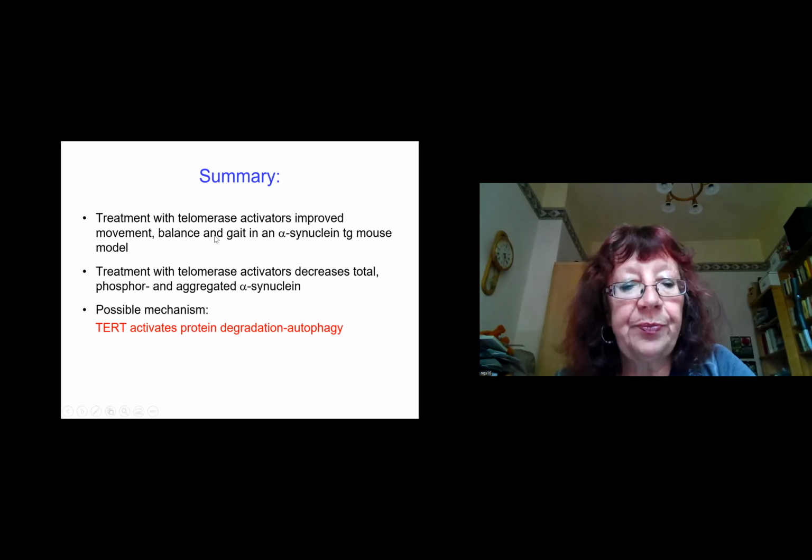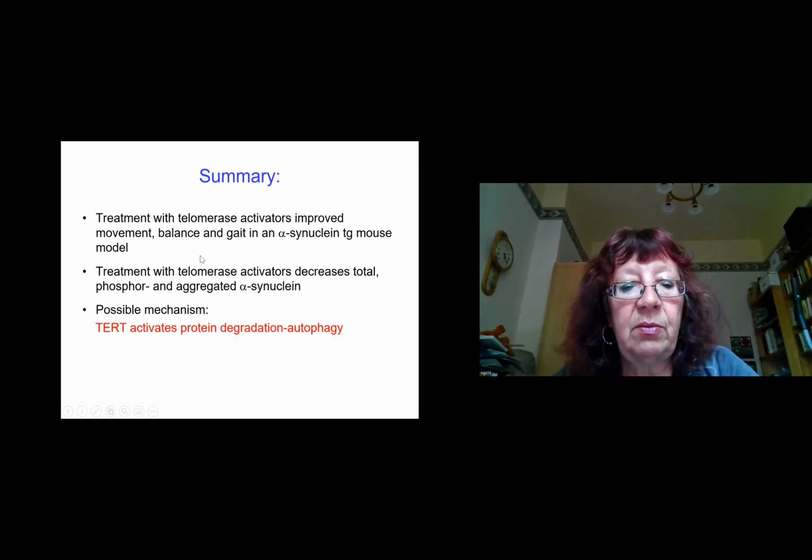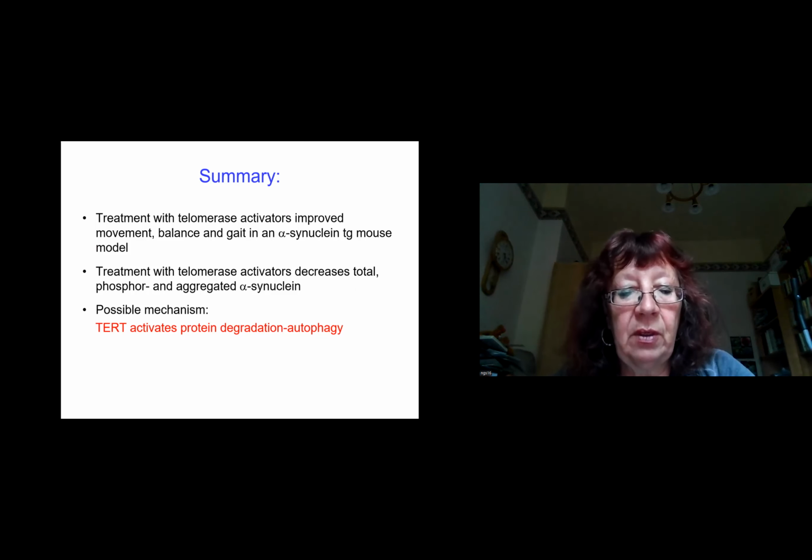So in summary, I will keep it short. I hope I could convince you that a treatment with telomerase activators in a mouse model of alpha-synuclein transgenic wild-type human alpha-synuclein improved movement, balance, and gait. And of course, there was also higher expression of the telomerase protein TERT. And importantly, on the neuropathological side, this treatment decreased total, phosphorylated and aggregated alpha-synuclein.